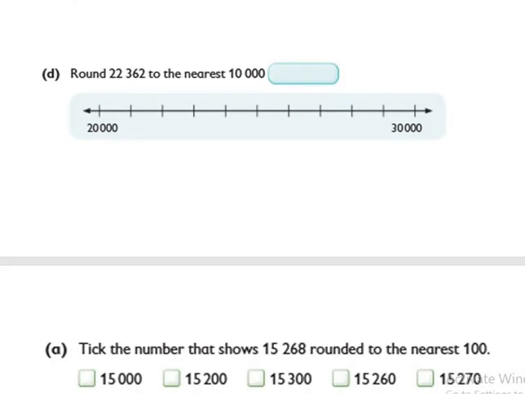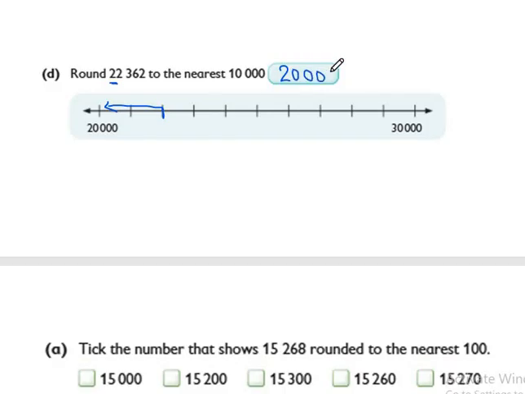Now round 22,362 to the nearest 10,000. So you have to look at the number in the 10,000s place. That is 2. So it is in between 20,000 and 30,000. You have to check which number it is near to. It is 22,000, so here it is coming. No doubt it is close to 20,000.